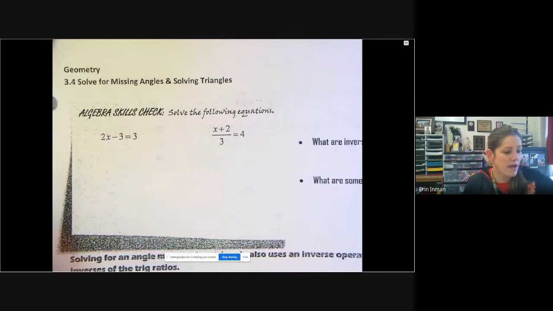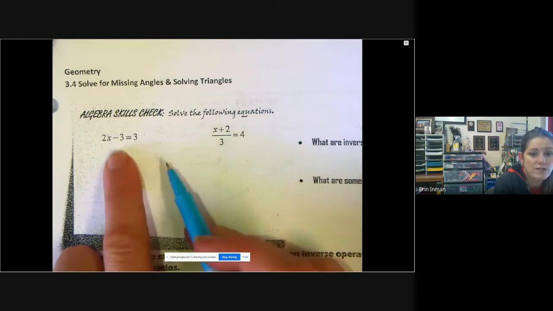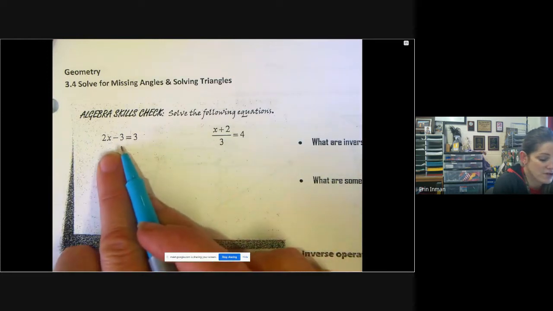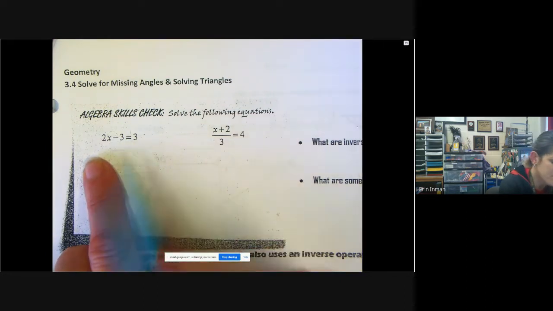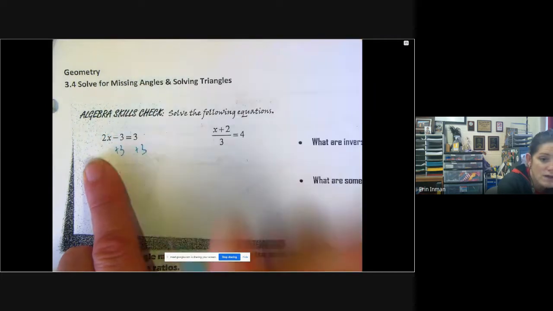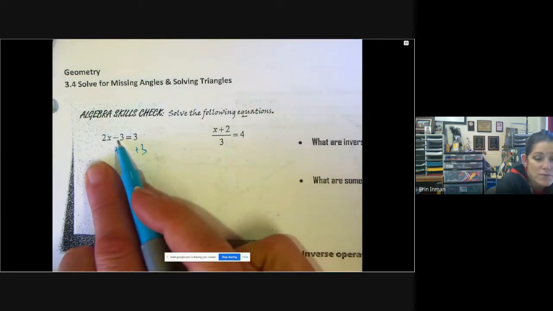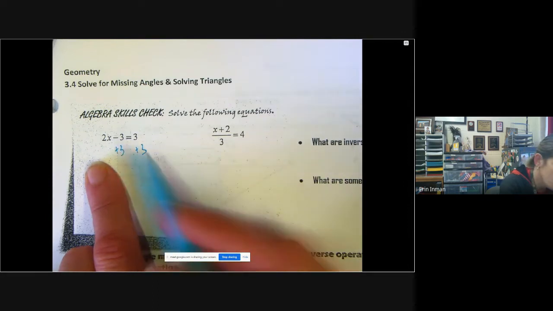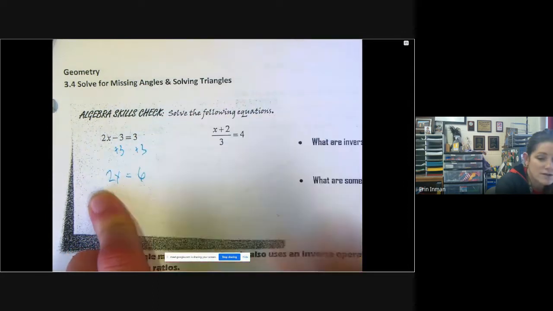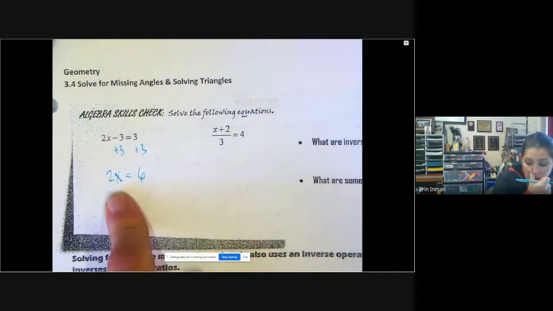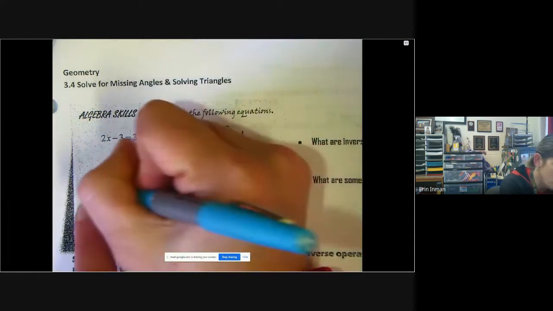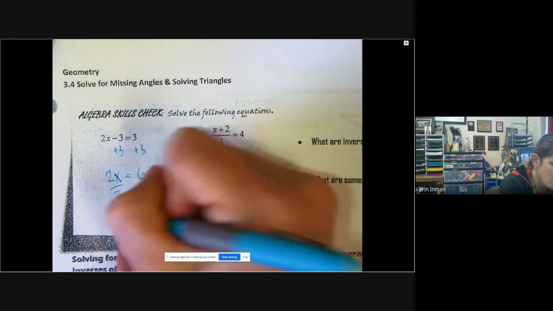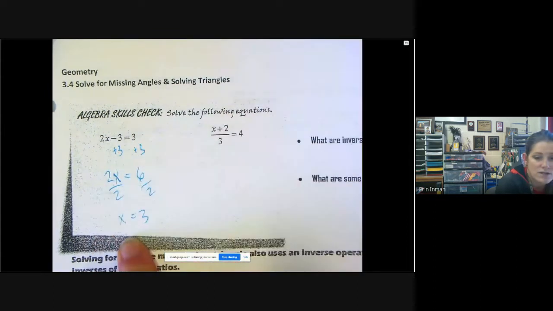So let's take a look at this example. We're just going to think back to algebra. When we solved for x in an algebraic equation, we really have to get x by itself. And so the first thing that you would do is add 3 to both sides. Why would we add 3? Because we're trying to use an inverse operation of subtraction, which is addition. So then I'd get 2x equals 6. And now, since this is 2 times x, the inverse operation, we would then divide, to undo that multiplication, and we'd get x equals 3.